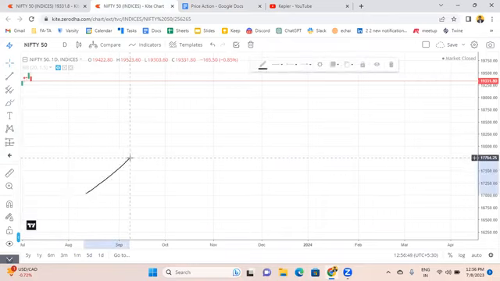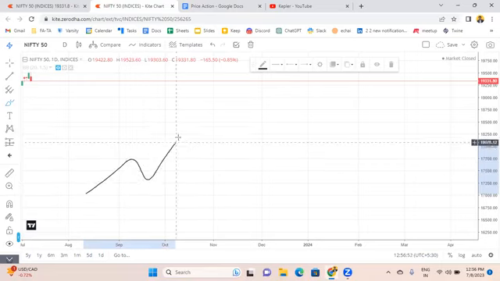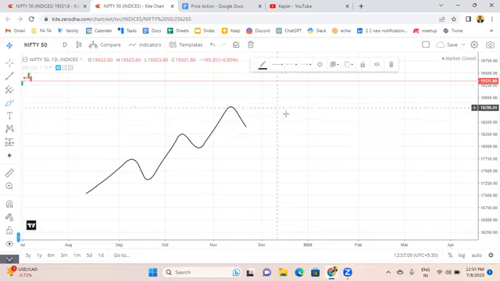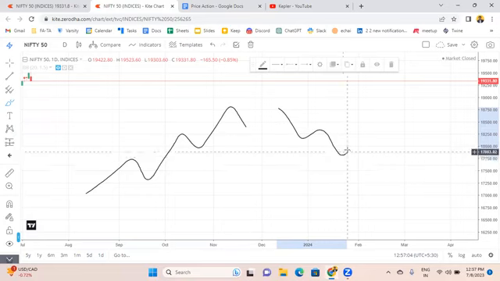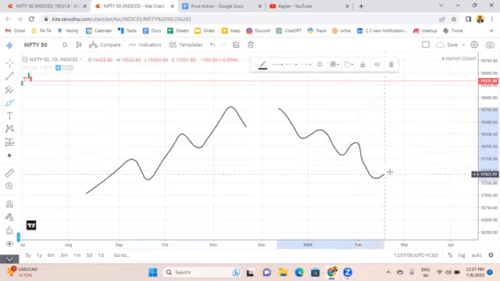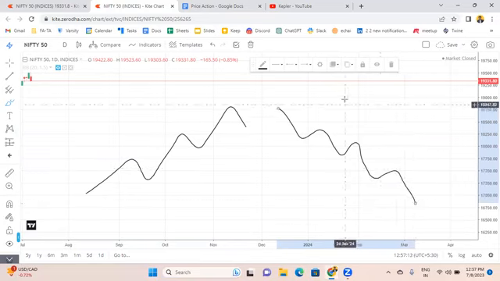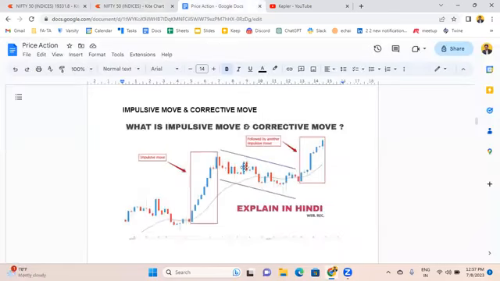This is the impulsive move. This is the corrective move in the uptrend. Impulse, impulse, correction, and that's all. Similarly, in the downtrend, this is the impulsive move, corrective move, impulsive move, corrective move, impulsive, correction, pullback, retracement, whatever we can call it, and again, impulsive move. I hope the difference between impulsive move and corrective move is clear.